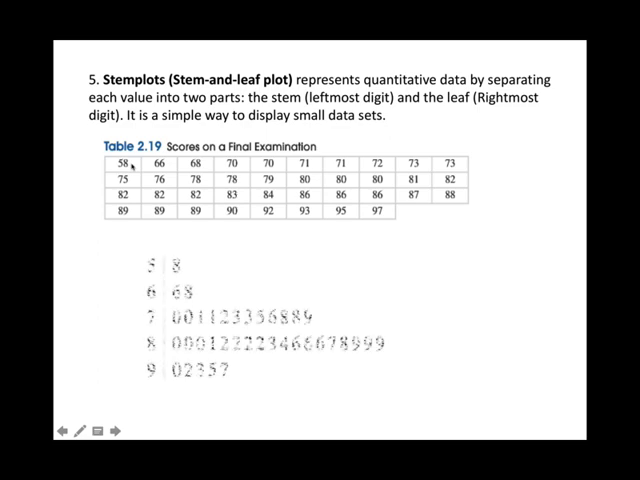We have the first one, 58 here. And then the second data, the leftmost digit is the stem, and the rightmost digit is the leaf. So you can see 66 here. And then the third data is 68. So 6 is my stem, and the 8 is my leaf. So 68 here. And here, you can see there are 2 zeros next to the 7. So there are 2 data of 70. And there are 2 ones here. So there are 2 data of 71.